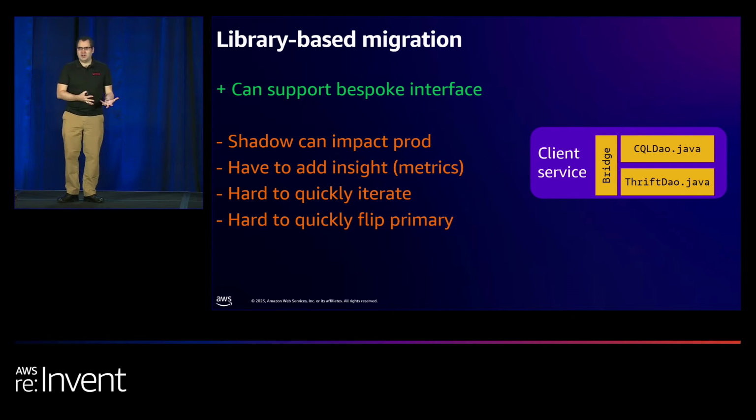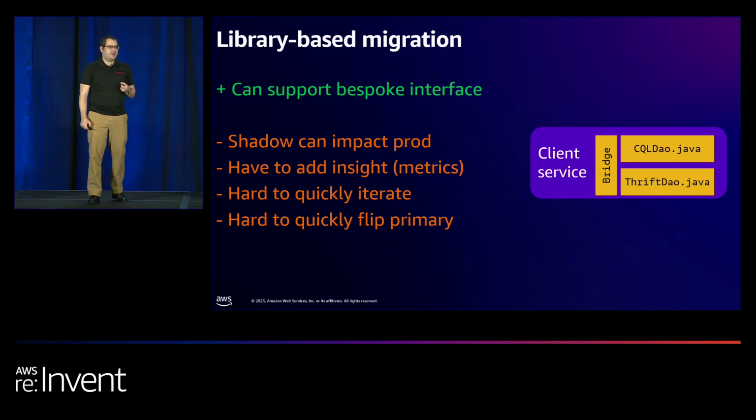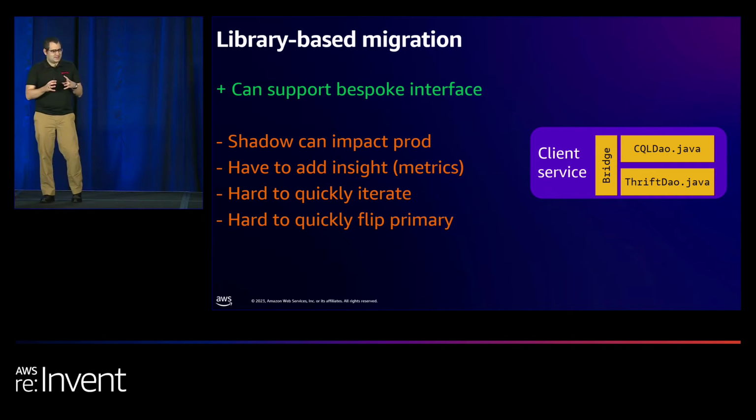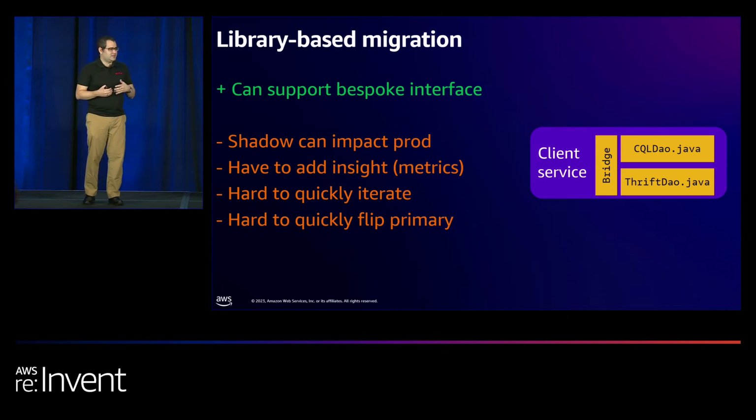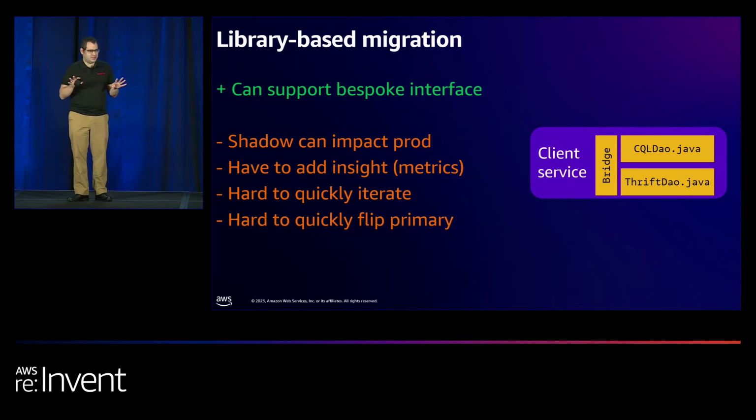However, the reason that Netflix generally tries to avoid library-based migration and instead use those gateways is because when you have the library implementation, there's a lot of bad stuff that can happen. So for example, the shadow can impact prod. What do I mean by that? Well, because your code is running in the same JVM or other execution environment, they can impact each other. So for example, if you have a bug in your new code that's talking to the new data store, that bug can actually bring down your good code that works. Who's ever deployed a bug while doing a migration? No, oh, come on. Me? I've done it. It happens.